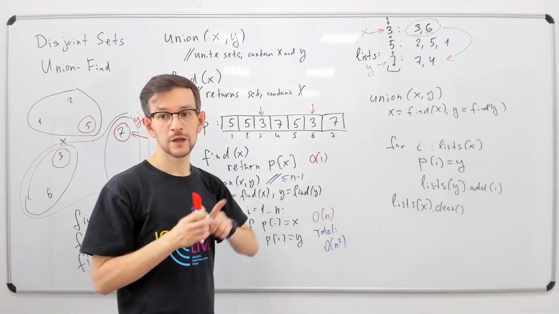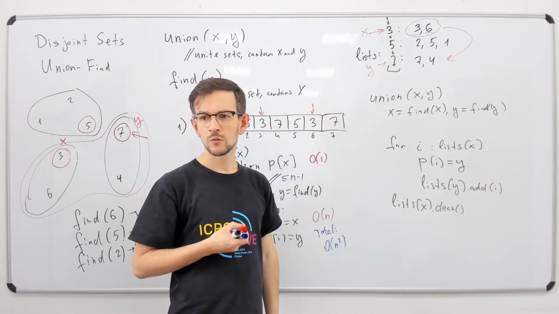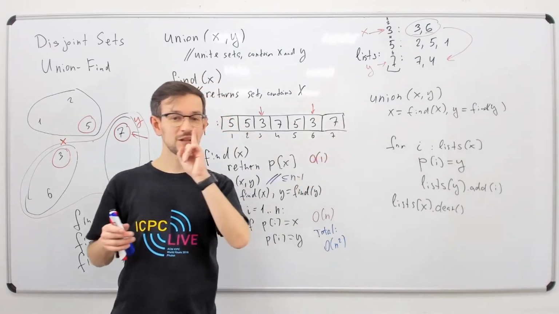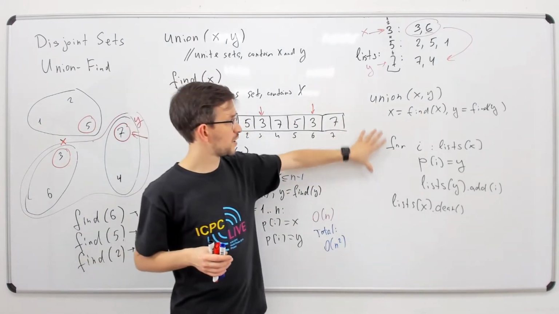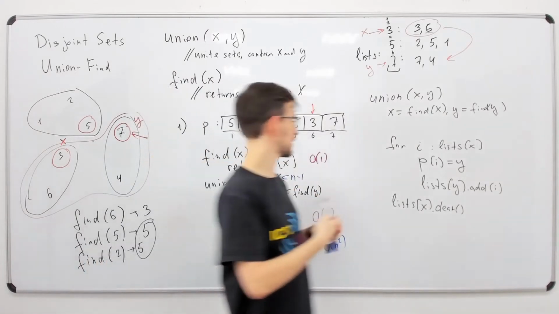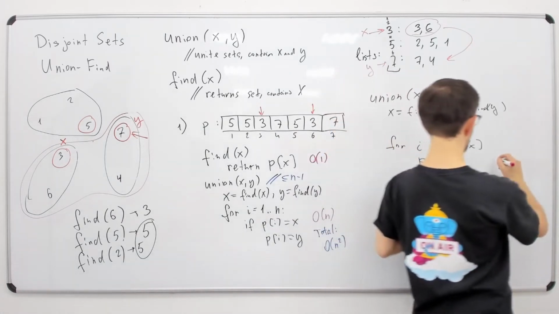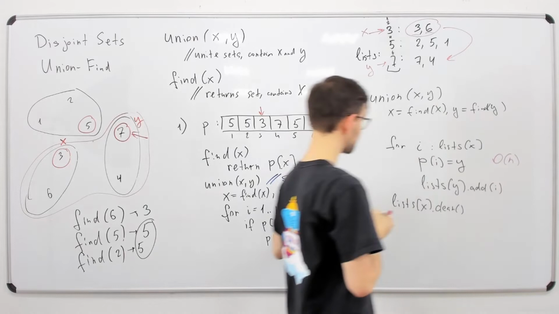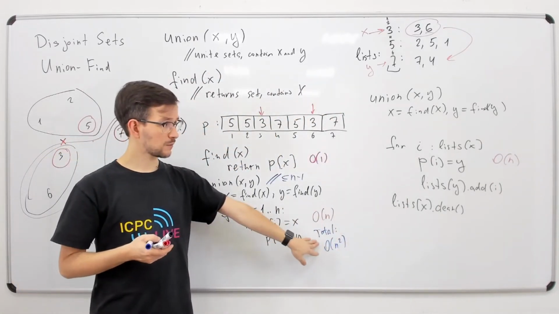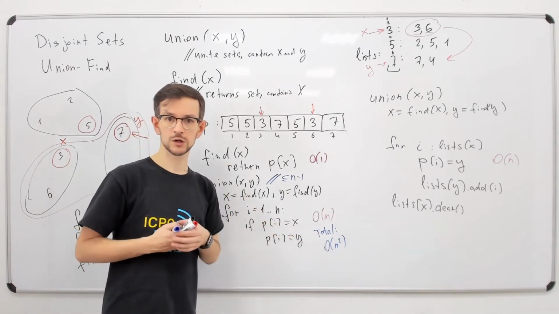Let's go back. Let's go back here again. Let's think. This union function obviously may work in linear time. In the worst case, this function may work in linear time. But what is the total time? Is it possible that the total time is still n squared?